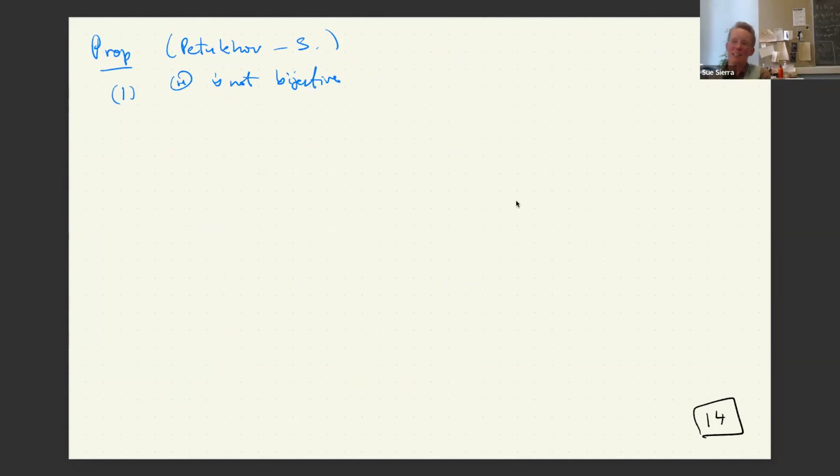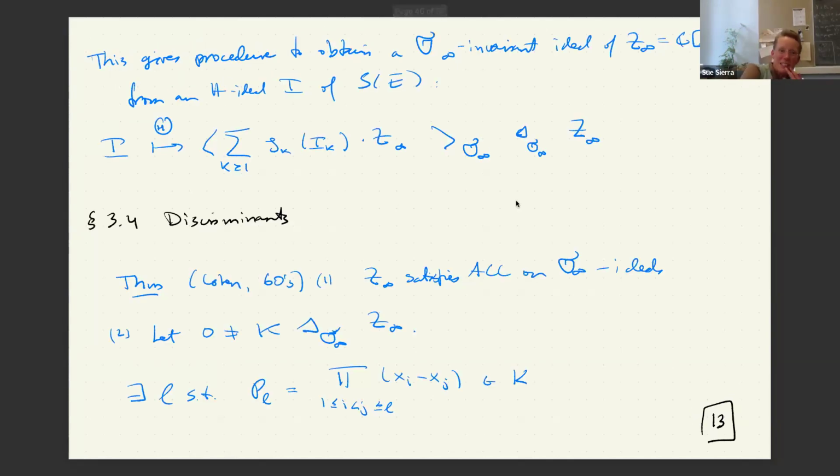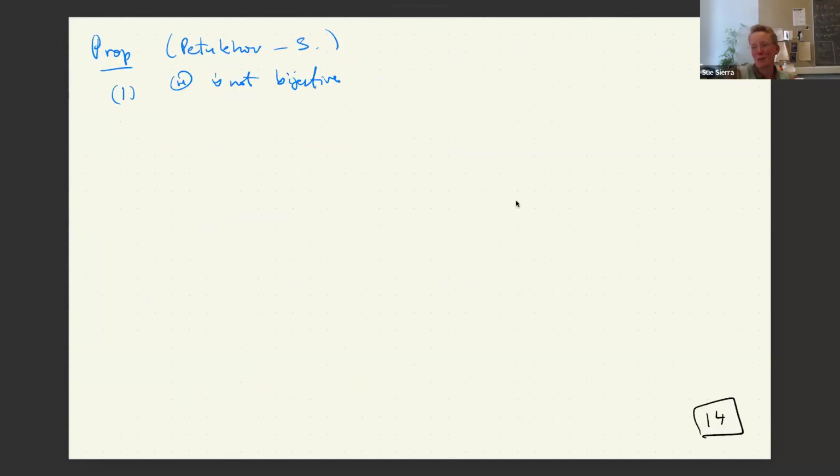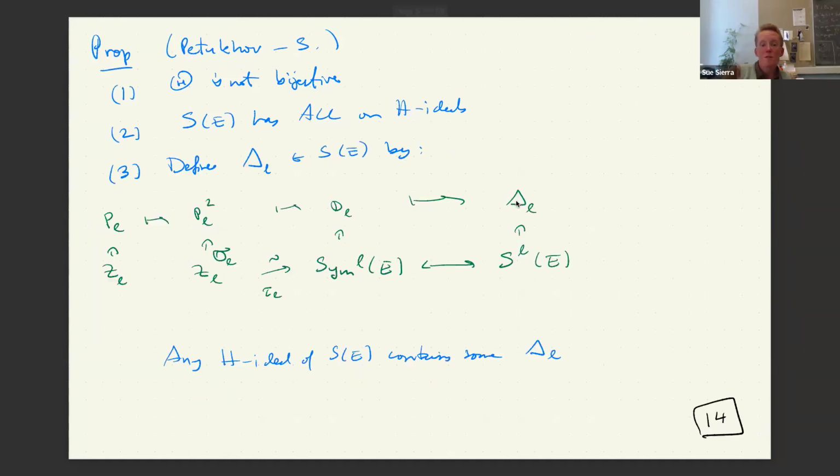Well, first of all, this procedure theta, the complicated procedure we set up in the previous slide, takes an H ideal and gives an S infinity ideal of Z infinity. It's not bijective, so you're going to lose a lot of information going from H ideals to ideals of Z infinity. However, we can still deduce from Cohen's theorem that S of E does satisfy the ascending chain condition on H ideals. And furthermore, there are these discriminants in S of E that play a similar role to the discriminants in Z infinity.